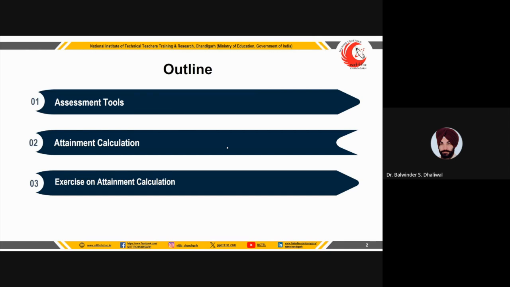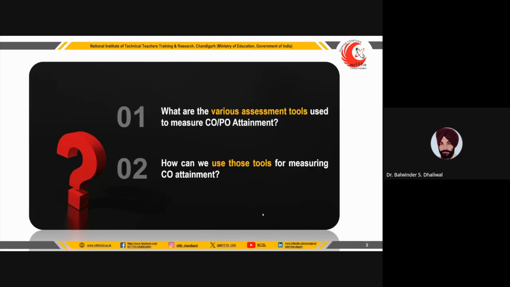In the before lunch session, my main agenda is to introduce you to attainment calculations. When we talk of attainment calculations, the first thing is that we need to assess the COs, and then from the assessment tools we get the data, and those data values are used for the calculation of CO-PO attainment. There are generally two questions: what are the various assessment tools used to measure CO-PO attainment, and how we use these tools for measuring the CO attainment. I will be answering these two questions in the upcoming slides.